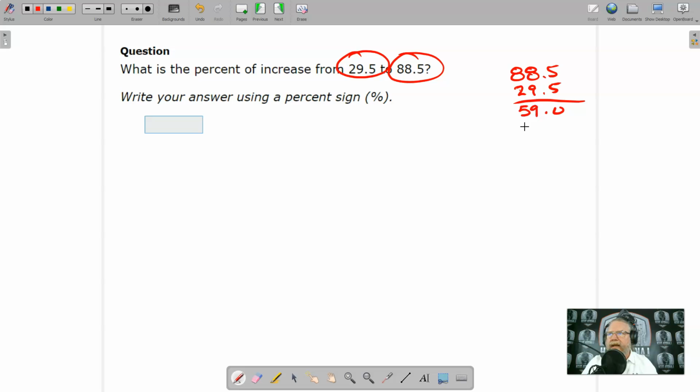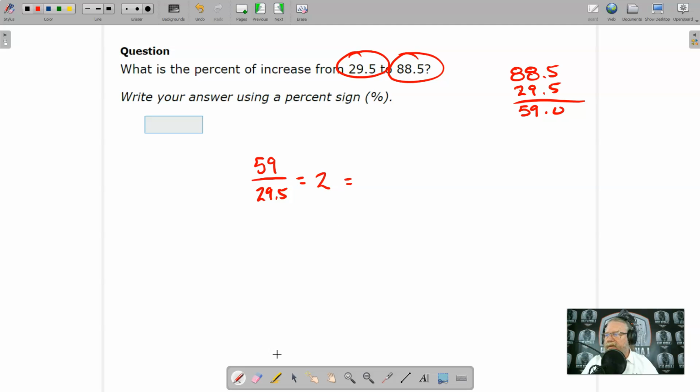9 and 9 is 18. Carry the 1. 5, 7, 8. Yep, indeed it is. So it's going to give me 59. I'm going to divide that by the original amount, which is 29.5. Whenever I do that on my calculator, 59 divided by 29.5, that's going to give me an answer of 2. Well, 2 is a percent.